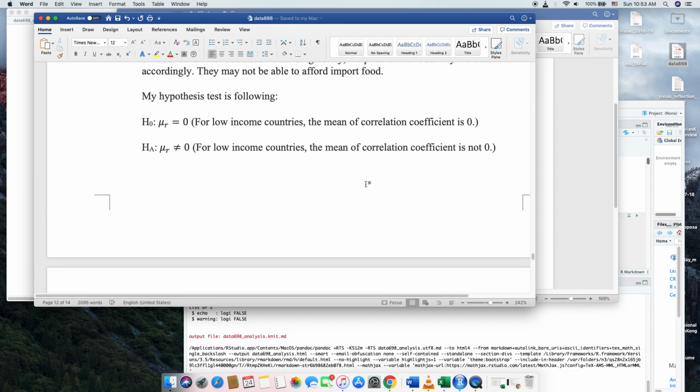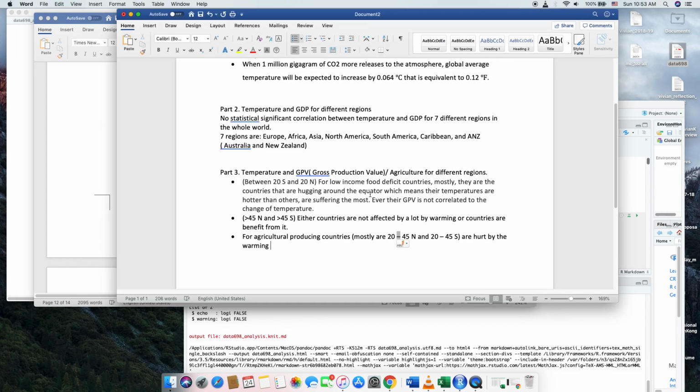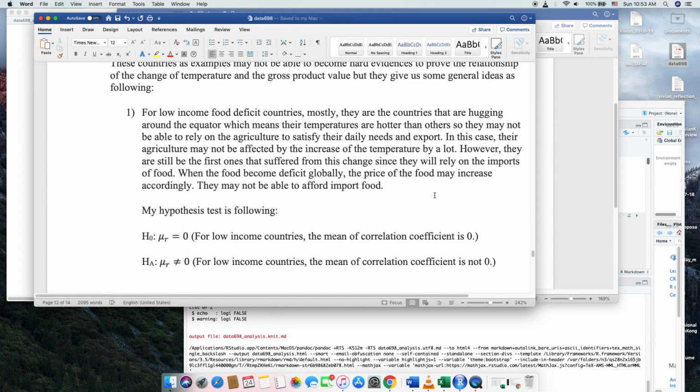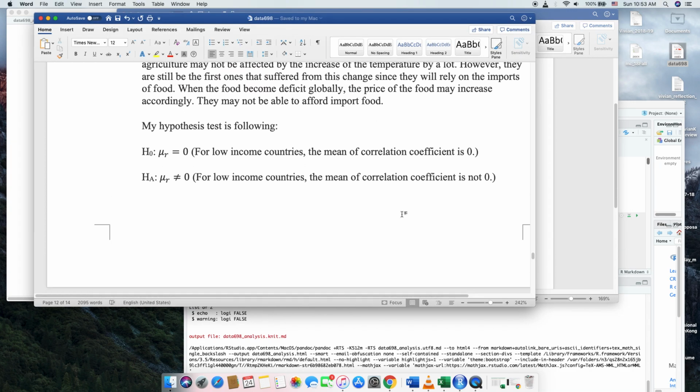Now, I think there are a couple of reasons behind this. The first thing is that they are low income and food deficit countries, so their agriculture doesn't develop that well in those countries. And I also show that in my project, and if you take a look at my project, you will see it.